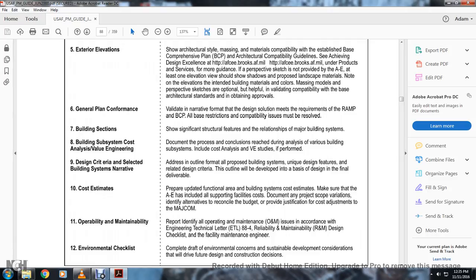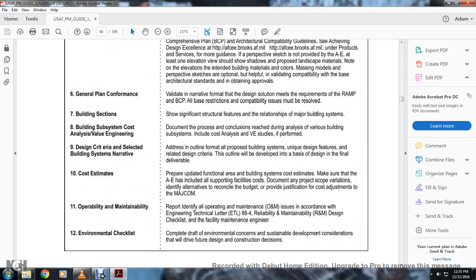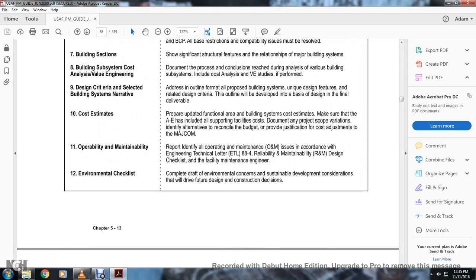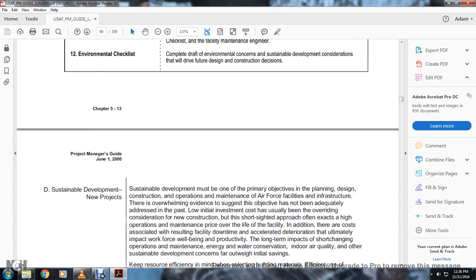Cost estimate. Prepare an updated functional cost estimate of the building system. Make sure the architect-engineer includes all the support facility cost documentation and any project scope variations, identifies the alternatives, and reconciles with the budget, project justification, and cost adjustments. Include the major operability and maintainability report, identifying all operating and maintenance requirements in accordance with the Engineering Technical Letter, the reliability and maintainability design checklist for the facility management maintenance engineer, and an environmental checklist. Complete the draft in concert with the sustainment, development, and consideration of future drive and construction decisions.